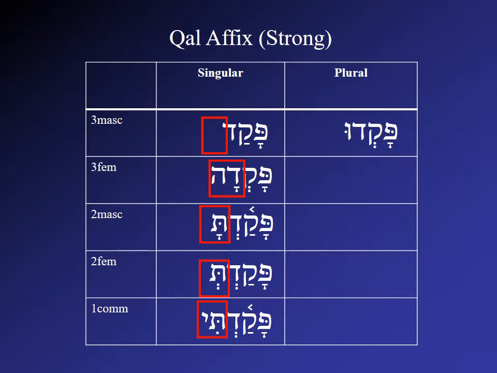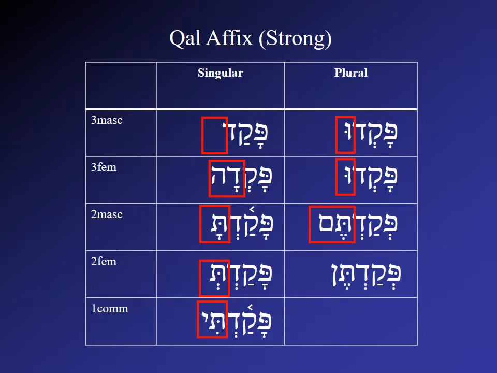All right, the plural, pakdu, we just add our u ending. We've seen this before. The feminine will look exactly the same, pakdu. The second masculine plural, we add this tem ending. This is a heavy ending which pulls the accent all the way to the end of the word and causes a vowel change, which we'll talk about in a little bit. So this becomes pekadtem, pekadtem. Then the feminine looks the same, but with a nun, not a mem. Pekadten, pekadten.